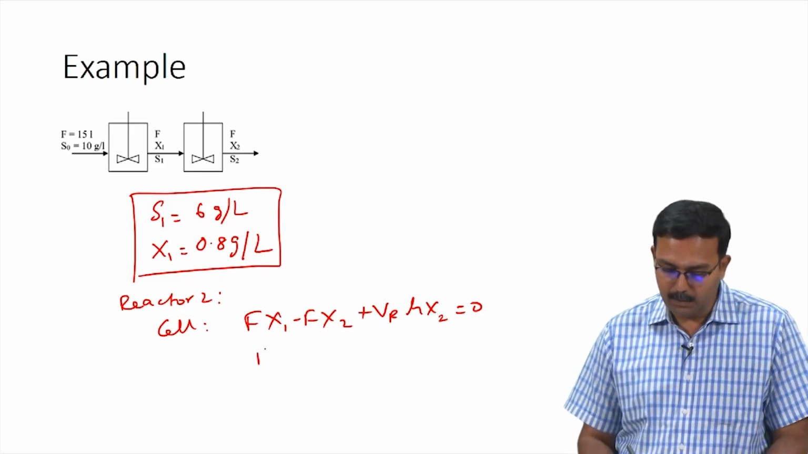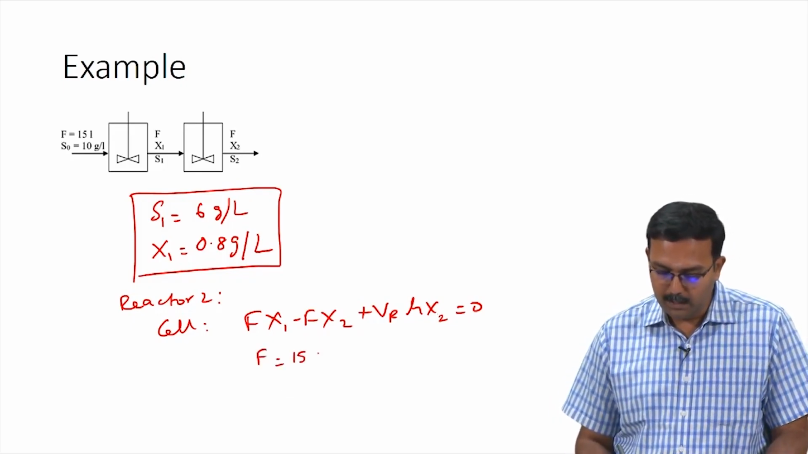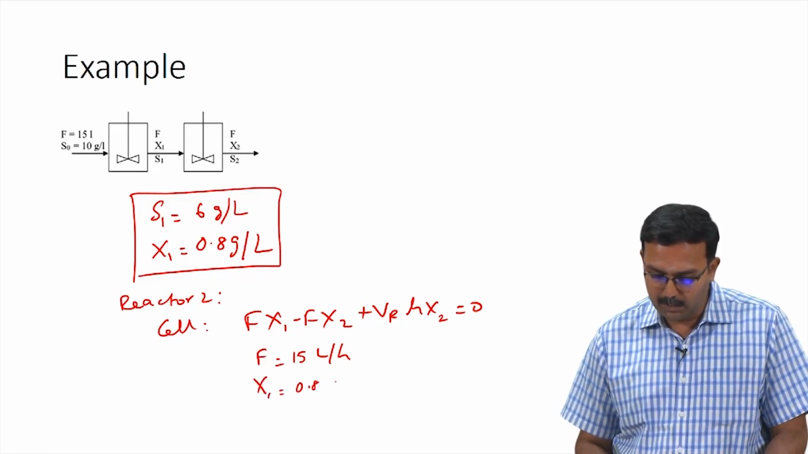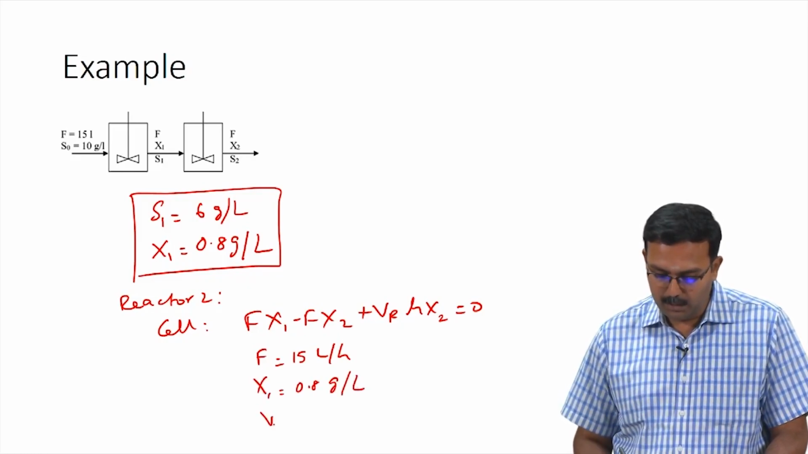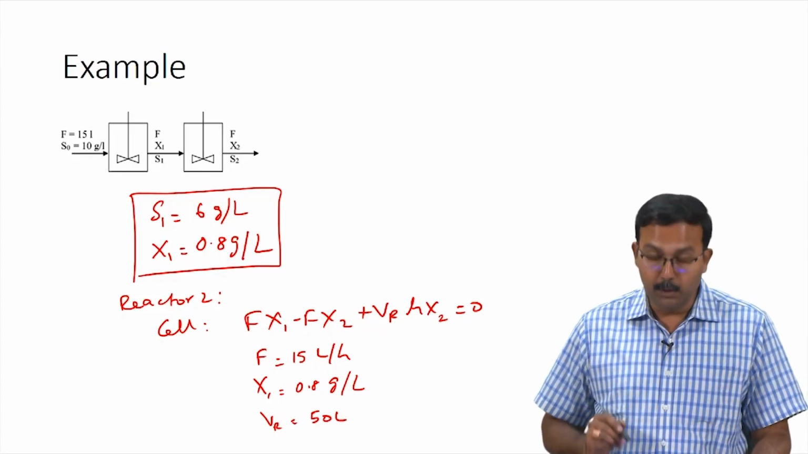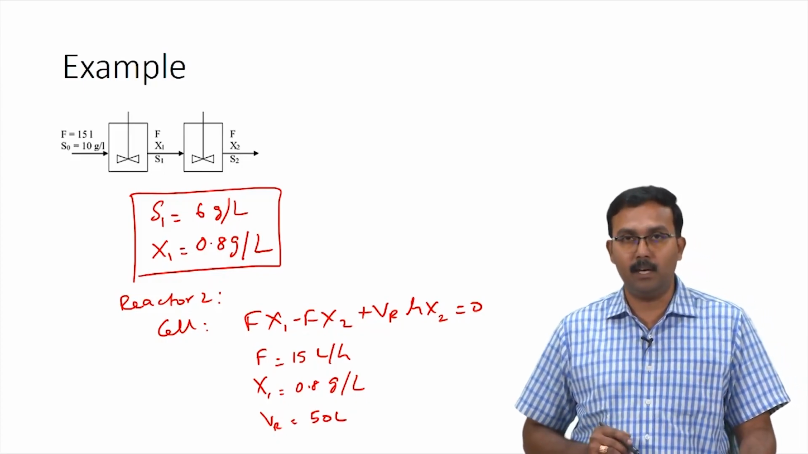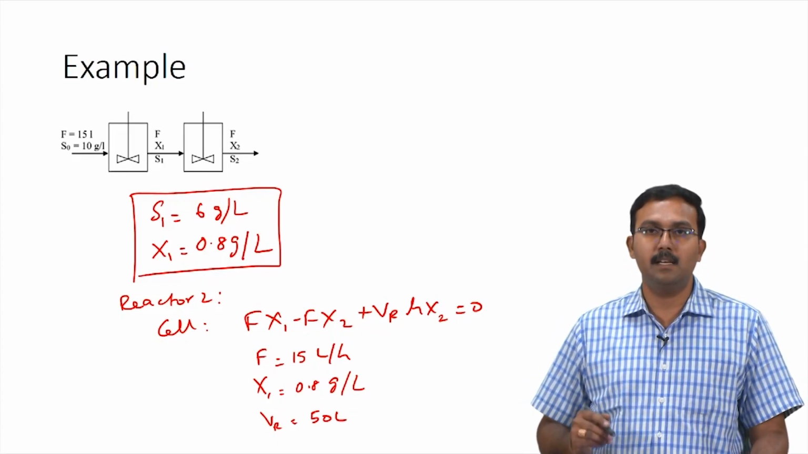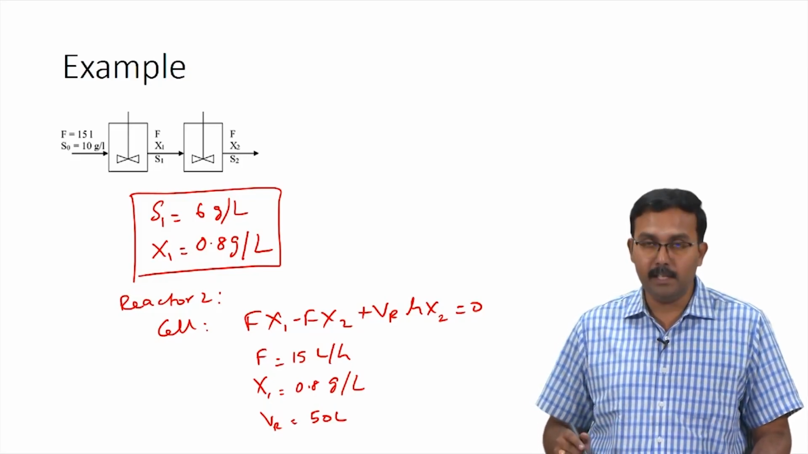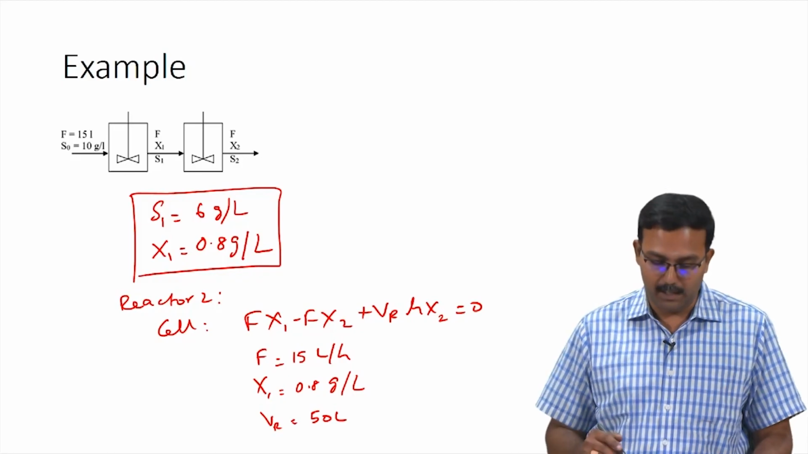In this equation we know F is equal to 15 liters per hour, and we have calculated x1 as 0.8 grams per liter, and we know that Vr equals 50 liters. So, this leaves only x2 and mu as the two unknown variables, but what you see here is a non-linear equation. So, we might have to solve a non-linear equation to get the final values.